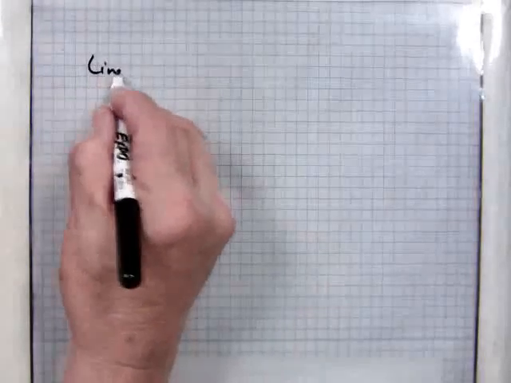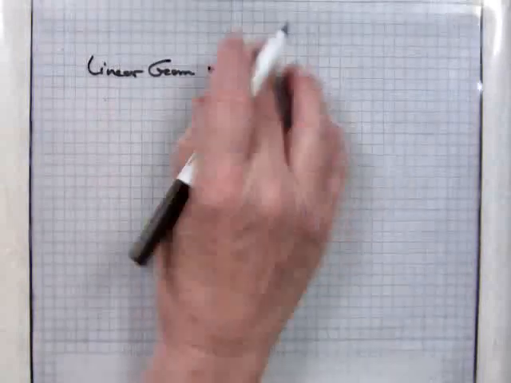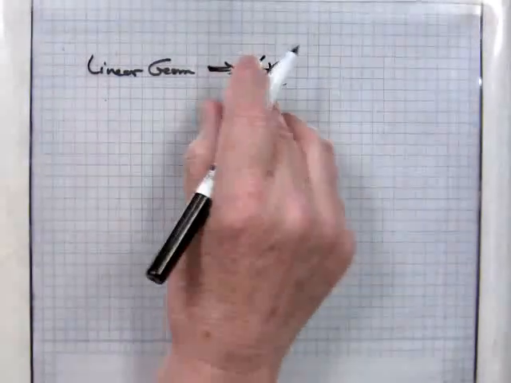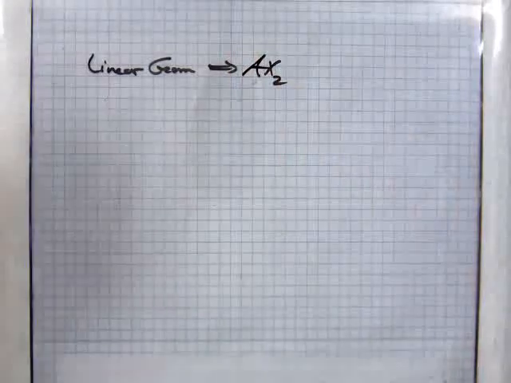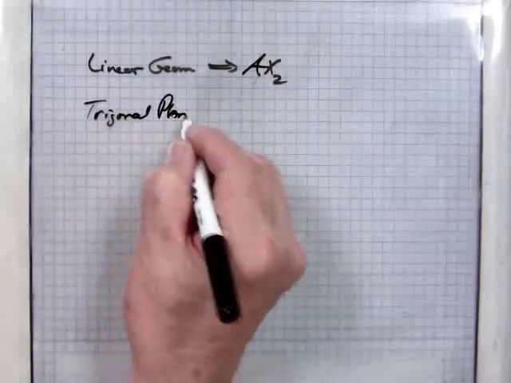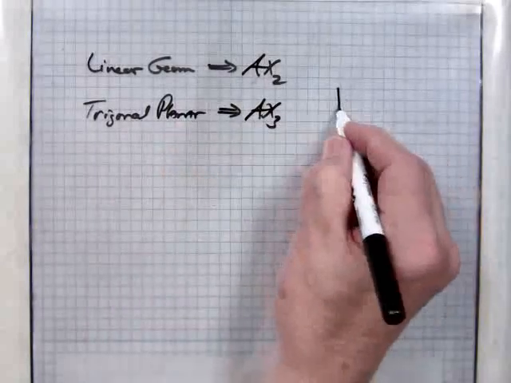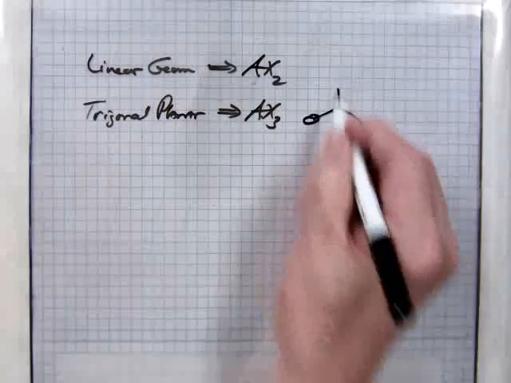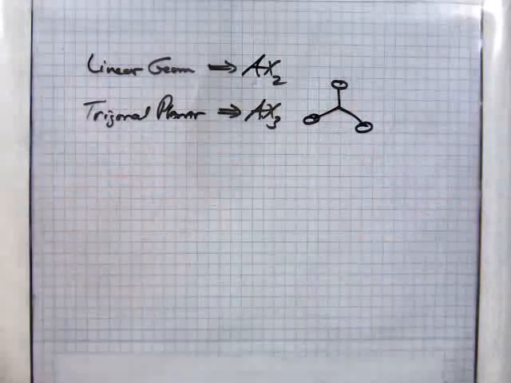From your handout, you have linear geometries, which is an AX2 only. So you only have one; you don't have any derivatives here. It's just 180 degrees between the bonds and that's it. But when you get to trigonal planar, that's your AX3 base. And so you start here, and if you have all three, that is the parent and the geometry.